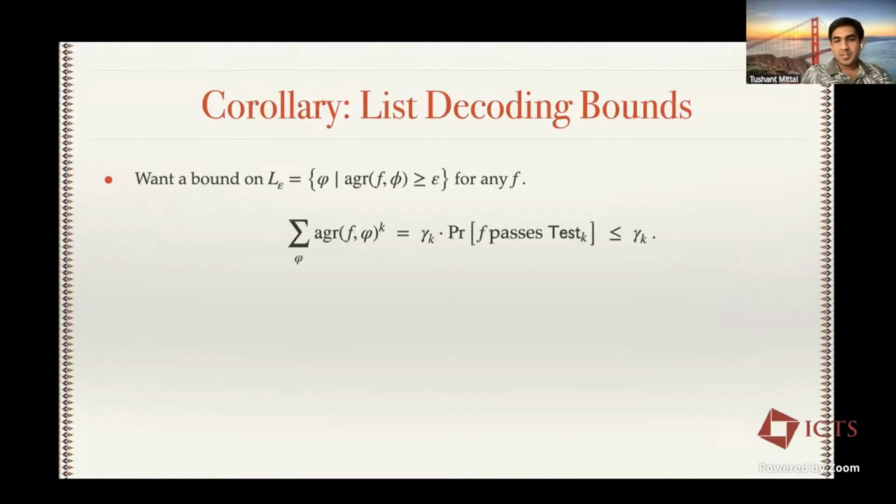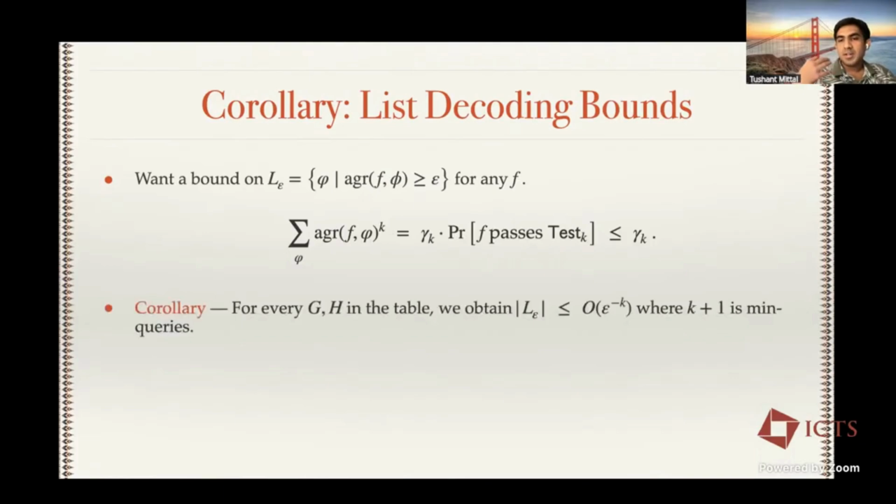So just recall that the key thing we are doing is that we are writing this kth moment and we are bounding that. Since probability is at most 1, you have an upper bound of this thing in terms of this gamma constant depending on your groups. So what you directly obtain is a list size bound of 1 over epsilon to the k if your gamma k is bounded by some constant, which you can prove for at least some families of groups.